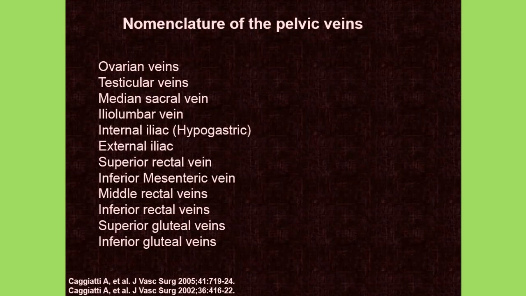And then finally, the pelvic veins. These are all of the named pelvic veins. Some of them of importance are the ovarian and the testicular veins. Another name for these are the gonadal veins. These have become important if you have a patient with pelvic vein insufficiency, and you need to be able to identify and name those. And then these veins lower down, the rectal veins, the gluteal veins, those are all indicators.